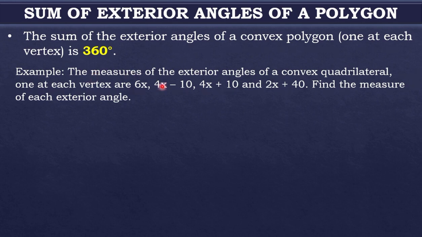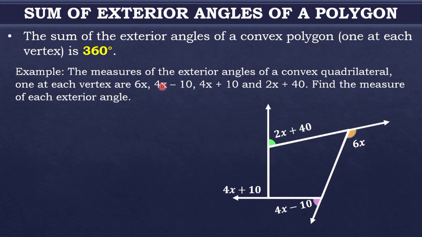The measures of the exterior angles of a convex quadrilateral. So, we have here a quadrilateral. So, pag sinabi natin quadrilateral, it is a four-sided polygon. So, since sabi dito convex, so make sure that your figure is a convex polygon. So, kasi madalas hindi given yung figure. So, kapag hindi given, illustrate natin siya. Okay? Para mas madali natin ma-solve yung tinatanong dito na measure of exterior angle.